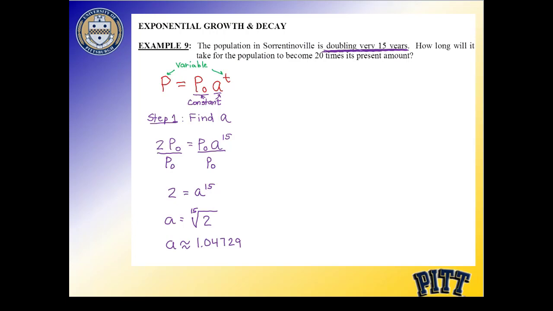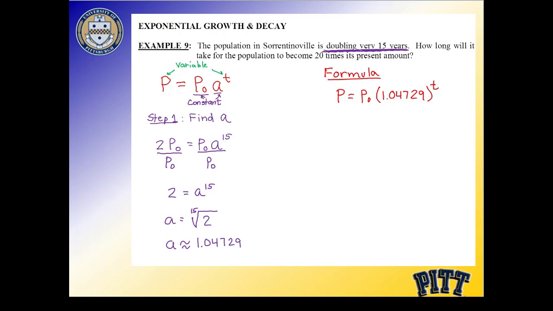But sometimes it's a good idea to know what A is numerically, because when I have a setup like this and I'm looking for A, if A is more than 1, it's a growth. And if A is less than 1, but still positive, it's a decay. Here, since I have a growth and I'm seeing a value of A that indicates growth, that's a good sign. So the formula I now have is that my final population amount is going to be P sub 0 times 1.04729 to the T power.